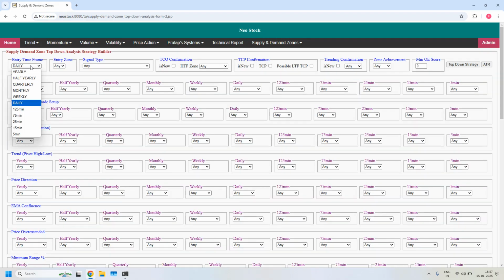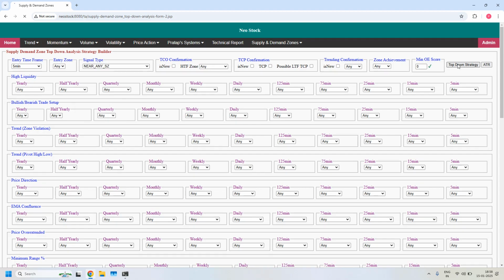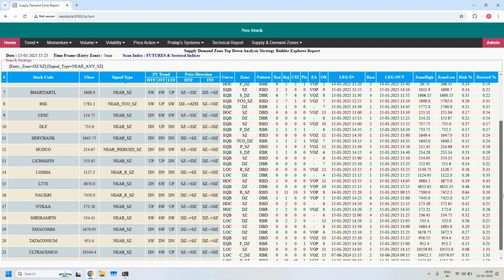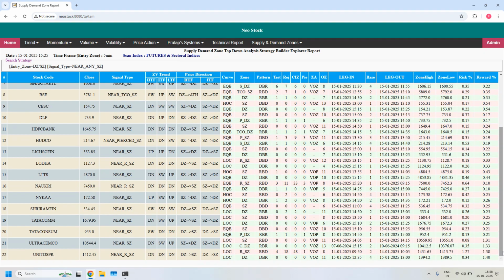Okay, next for 5 minutes time frame, stocks near 5 minutes supply zone. We got a big list. We got 22 stocks. So first 15 stocks in the list you are seeing. I am scrolling the list down. So total 22 stocks are filtered near to the 5 minute supply zone.